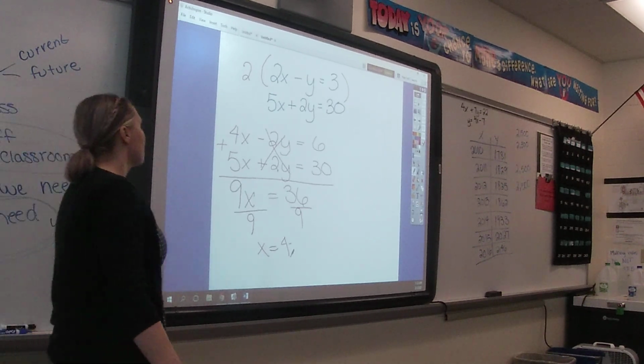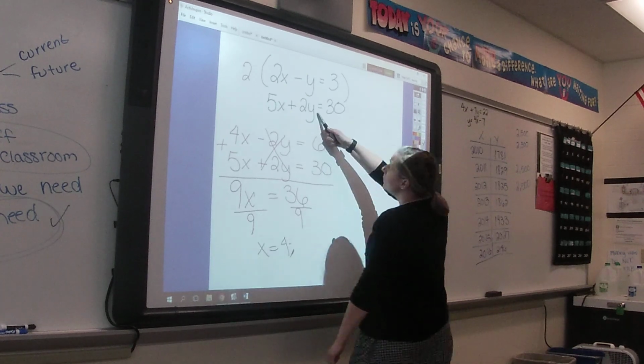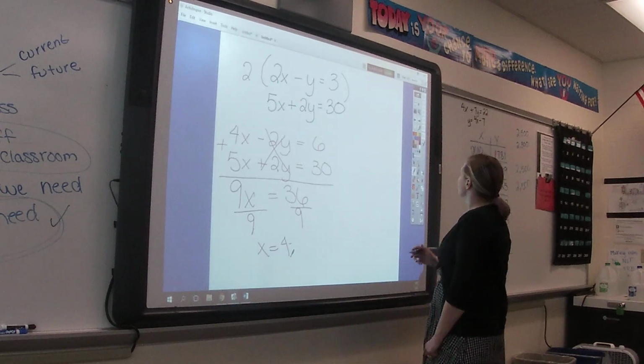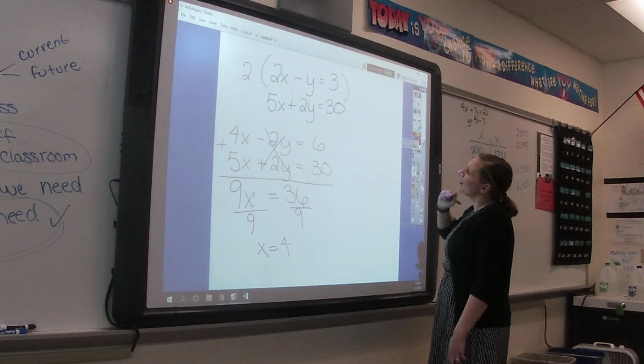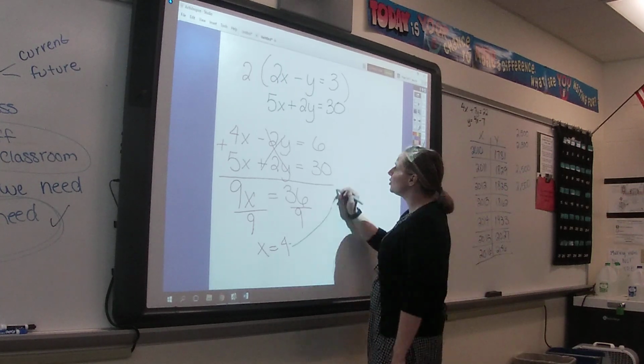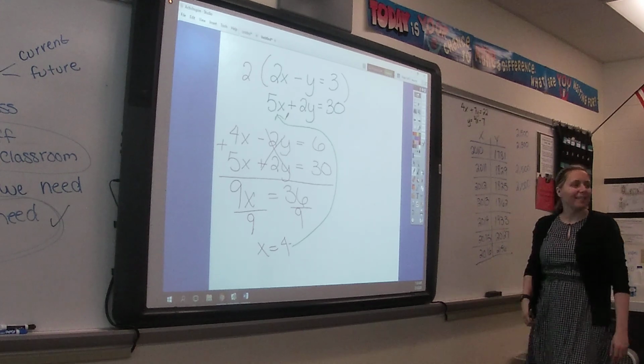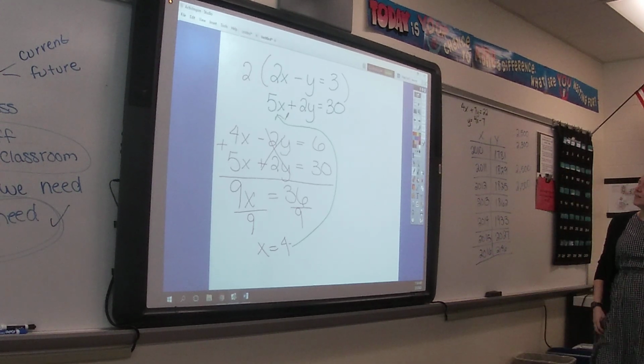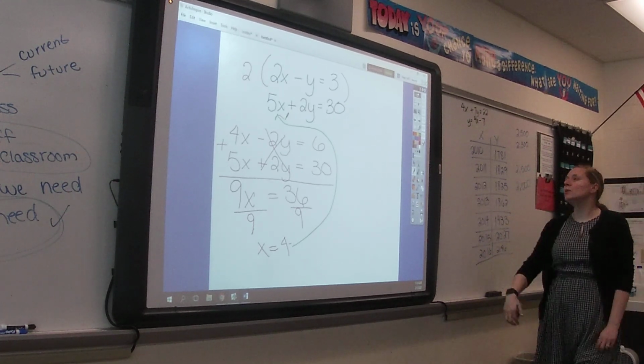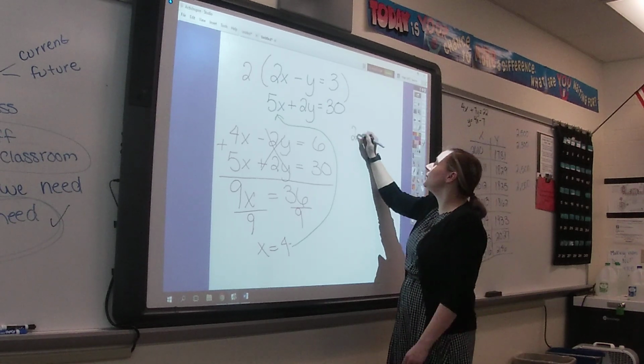Where do we want to plug it back in? The bottom one. Doesn't have a negative. Yeah, but to undo a negative, you just use addition, which seems easier than undoing it with subtraction, but whatever. I don't know. I just picked that. Okay. So 5 times 4 is 20, 20.